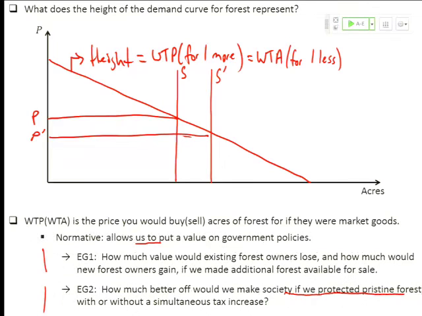Oh, that's right, this is the problem with getting creative in your slides. Now, what about the normative dimension of this thing? This is about putting a value on things. That's not the same as the price. It's the question of how much is this actually worth to society, right?